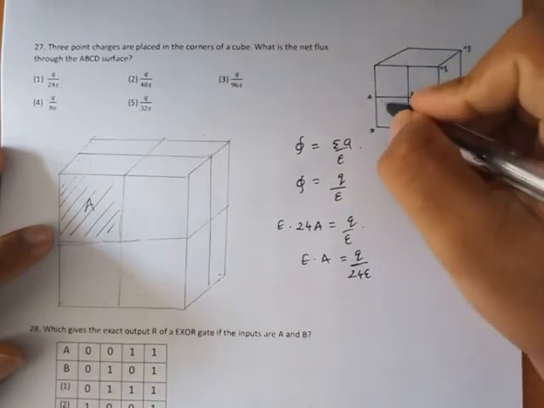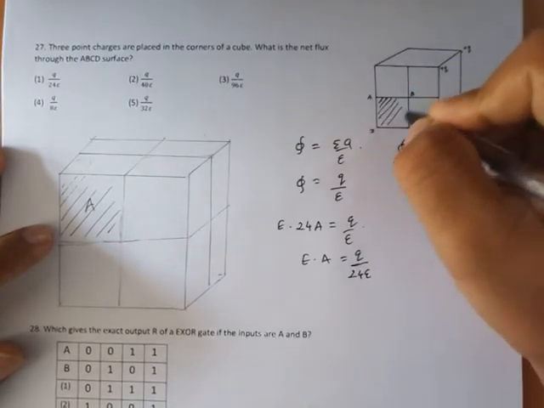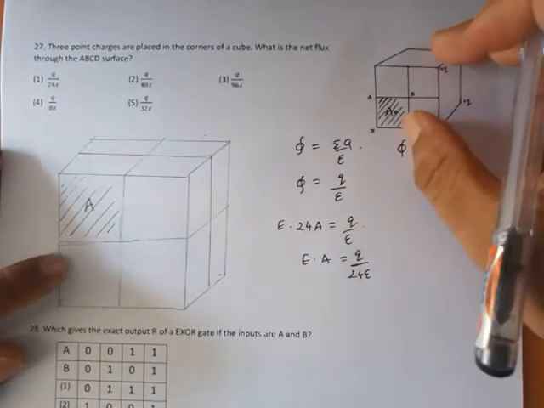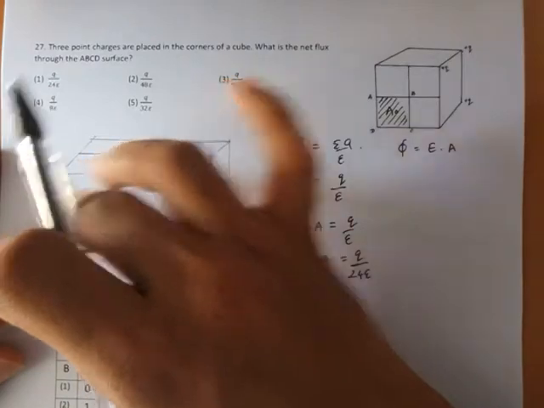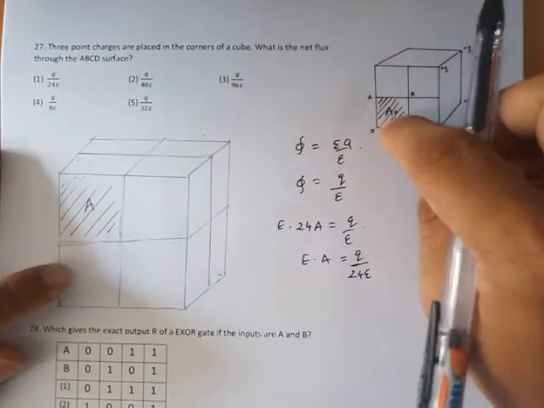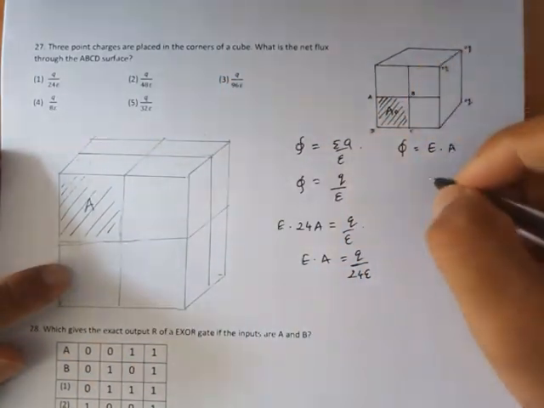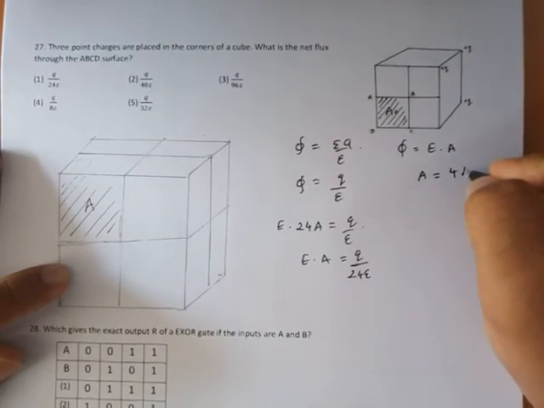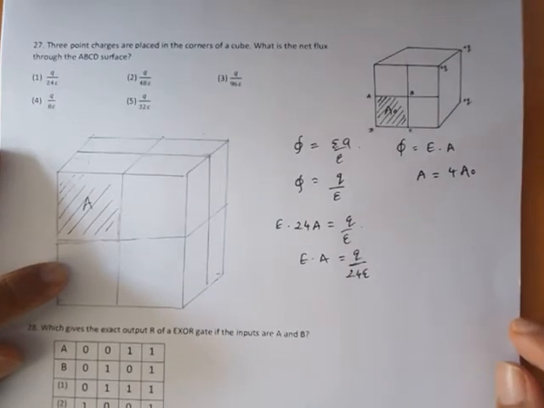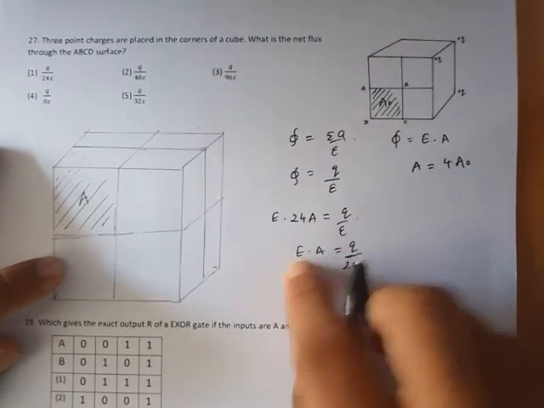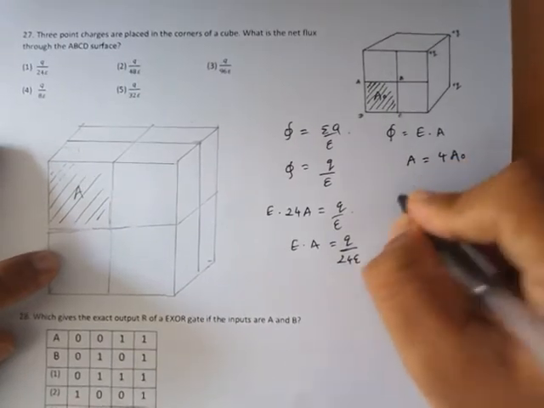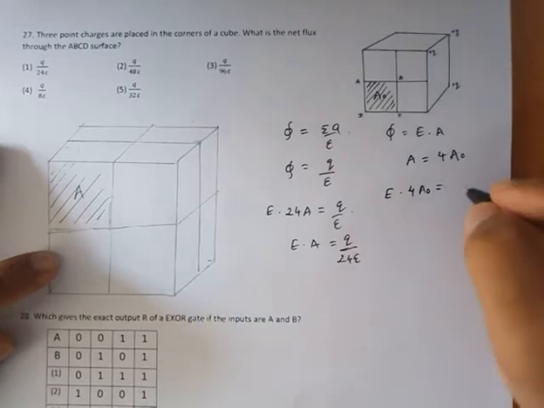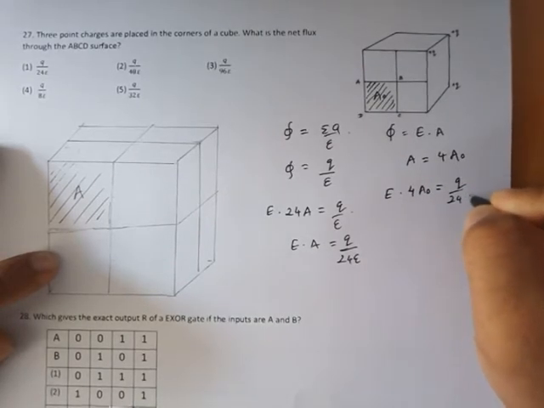And if I consider this ABCD area as A naught, and this whole box is here, so we can say this A naught into 4 is equal to A, so I can write A equals 4 A naught, right? So I can substitute that in this equation, then I get E times 4 A naught is equal to q over 24 epsilon.